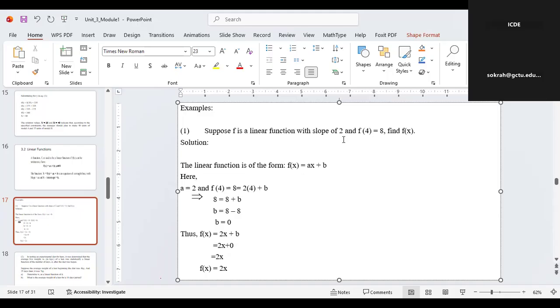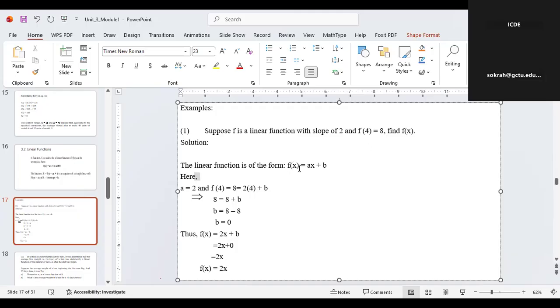Now, the question has given you the a, that's the slope. From the previous slide, I mentioned that the coefficient of x, or the number that multiplies x, is the gradient. Gradient is the same as the slope. So the question has given you the slope to be 2. Indirectly, that is the value of a. And it has given you f of 4 to be 8.